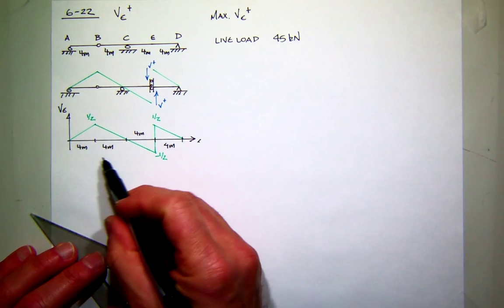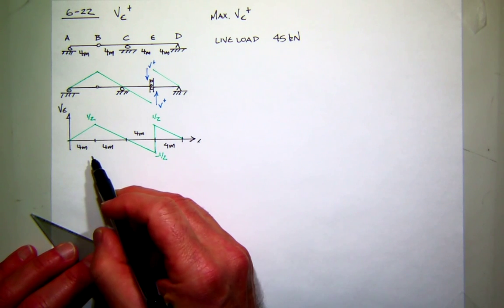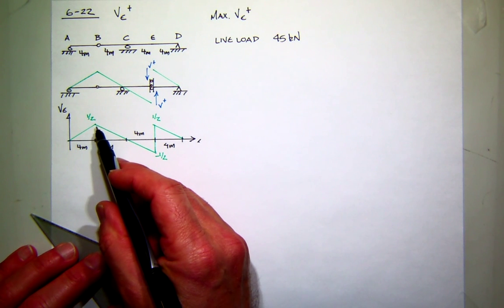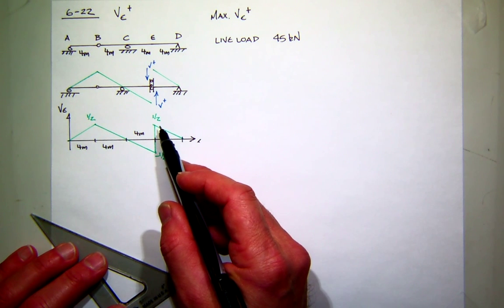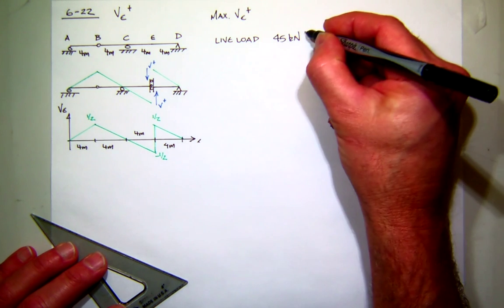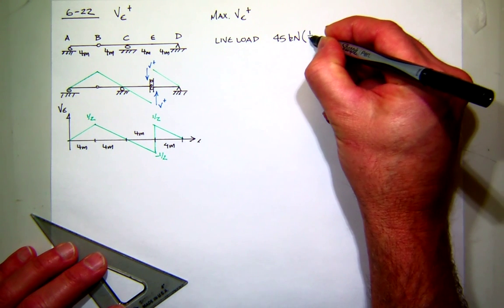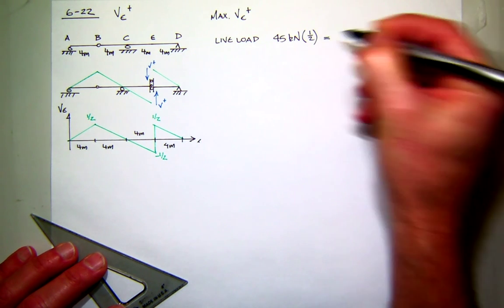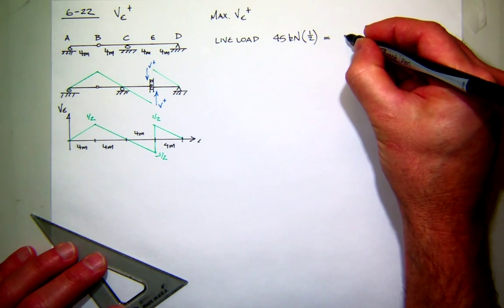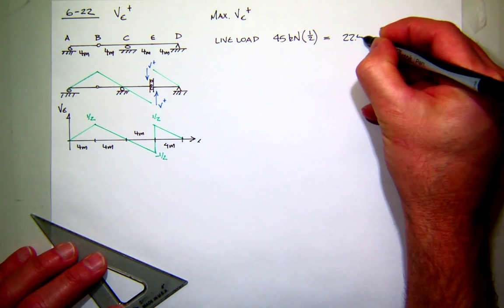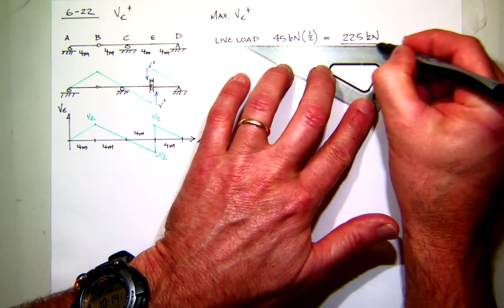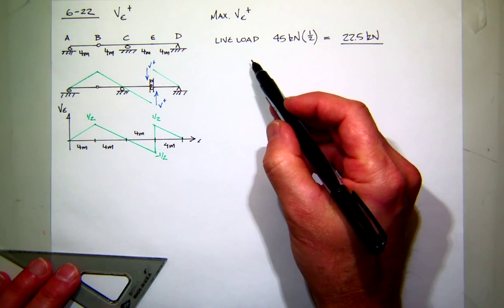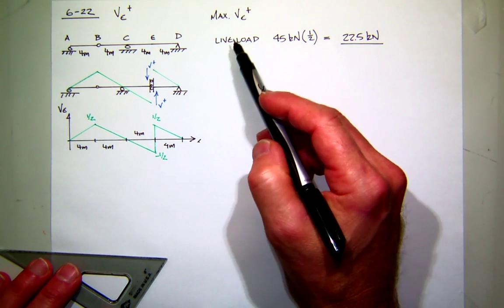So where should I put it? Looks like I could put it either at B or at E. They both have the same value. Whatever that is, you're going to come up with 1/2. So that's going to be a value of 22.5 kilonewtons for the shear, contributing to the total maximum positive shear due to the live load.